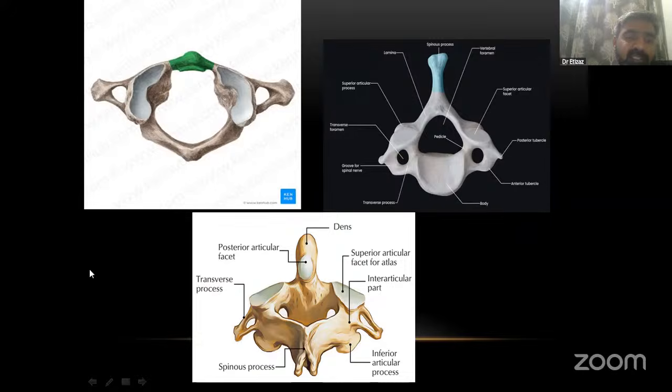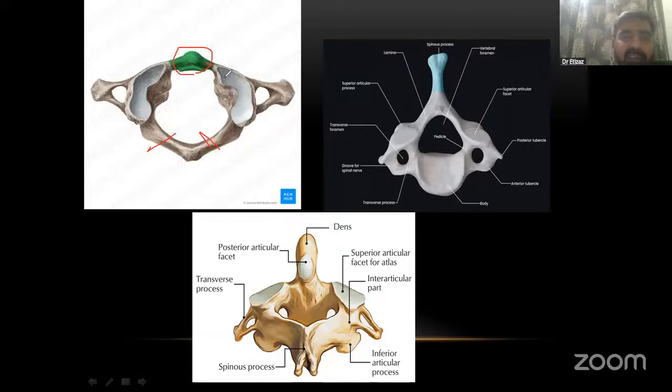It has some specific and good features. Look at this one. It has two arches. One is the anterior arch, and this is the posterior arch. Bilaterally, these are posterior arches. The anterior arch has the anterior tubercle. The posterior arch has the posterior tubercle. This is the anterior tubercle. This is the posterior tubercle.